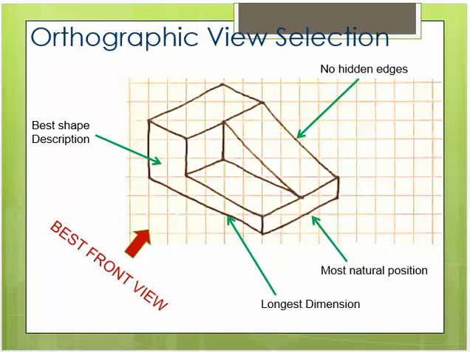Okay, here's an example. This would be my front view because it gives the best shape and description. It also gives me the longest dimensions. It's also the most natural position, and if I draw this as my front view, I have no hidden lines, no hidden edges.